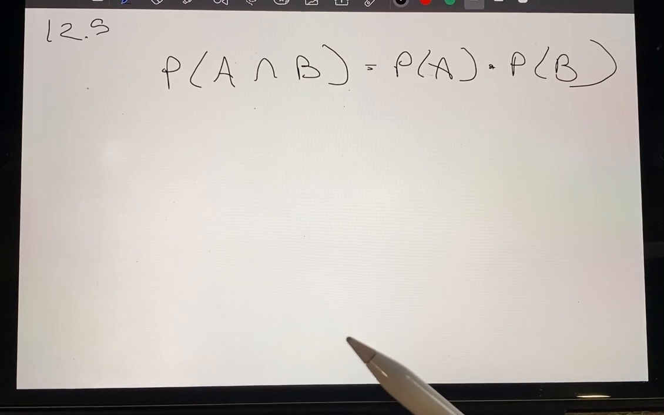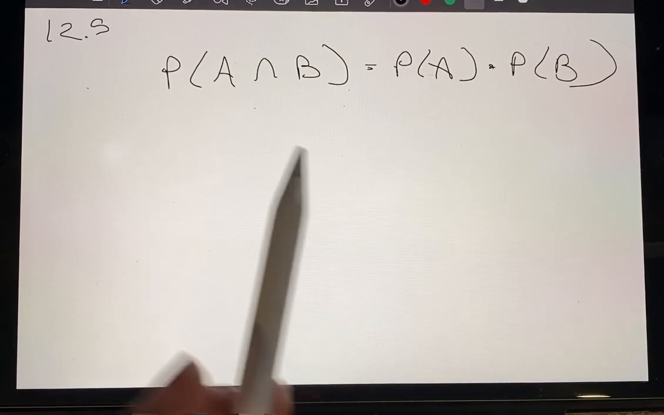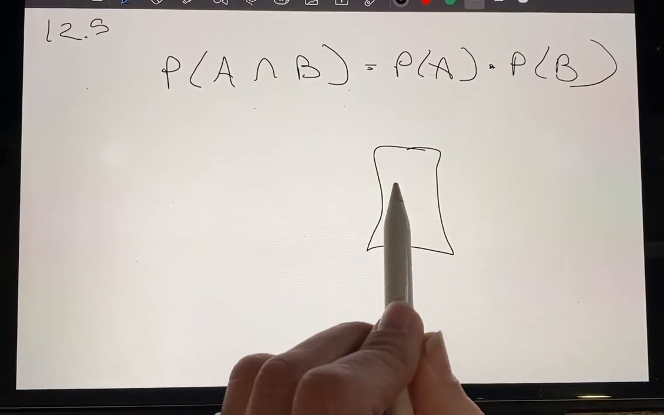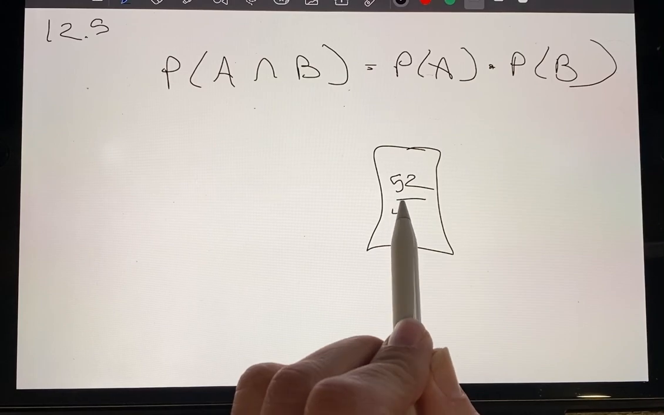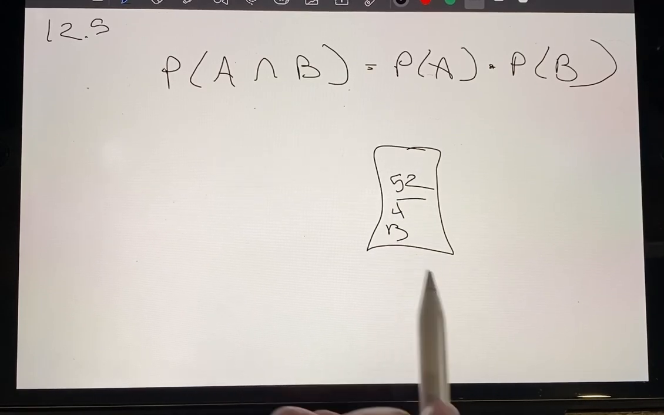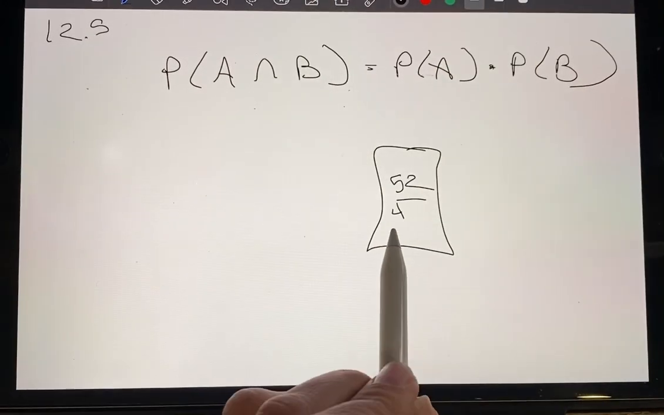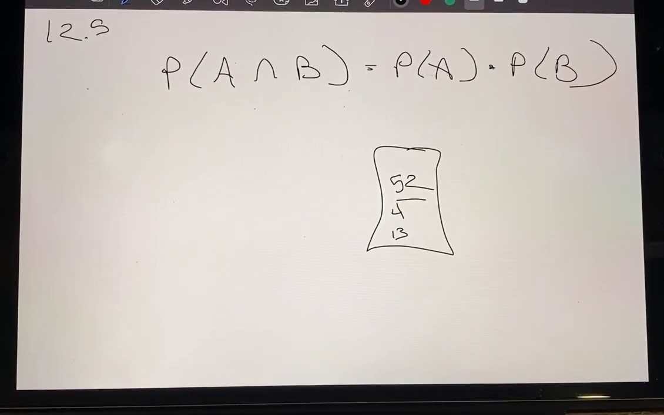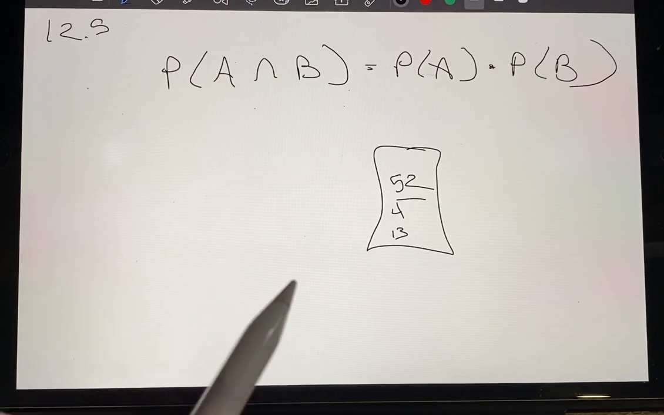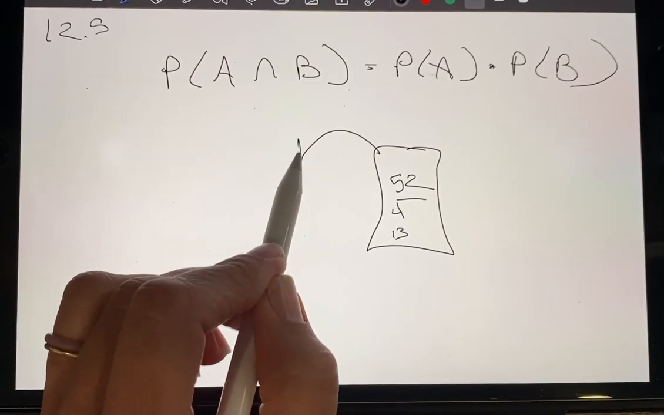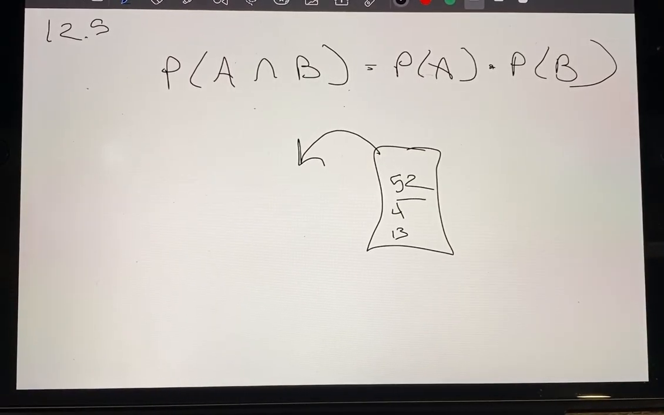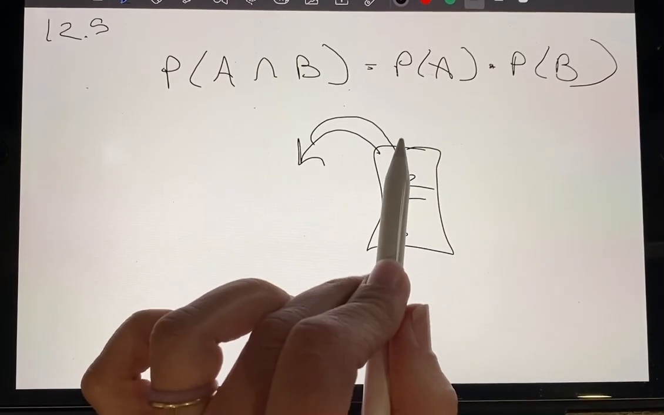Okay, so let's address 18 through 23. It says find the probability of drawing the given cards from a standard 52 deck of cards. So again, we're back to our deck of cards. We've got 52 total in here, 4 suits, 13 cards per suit in each one. And the A portion says with replacement. So that means I'm going to take maybe one card out, and then I'm going to put it back.